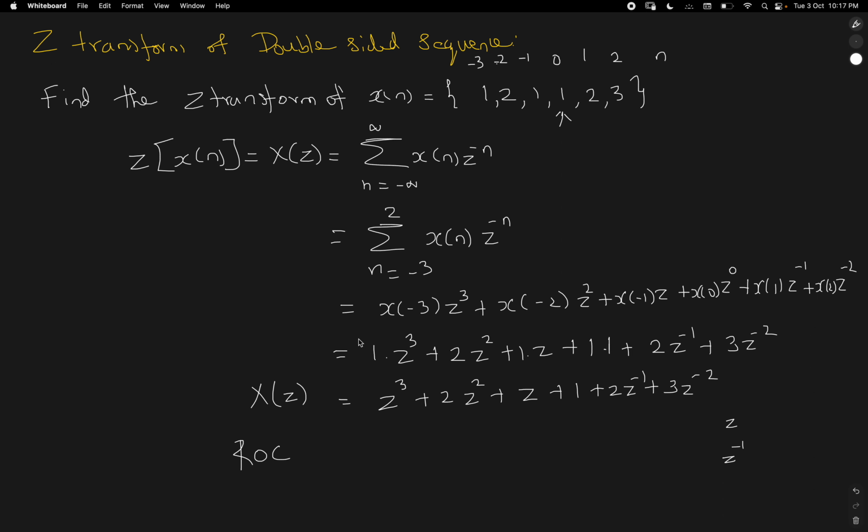So the ROC for this problem is defined as the entire z plane except z equal to 0 and z equal to infinity. Except these two values of z, that is z equal to 0 and z equal to infinity, for all other values X of z will converge, that is, it will take some finite value.